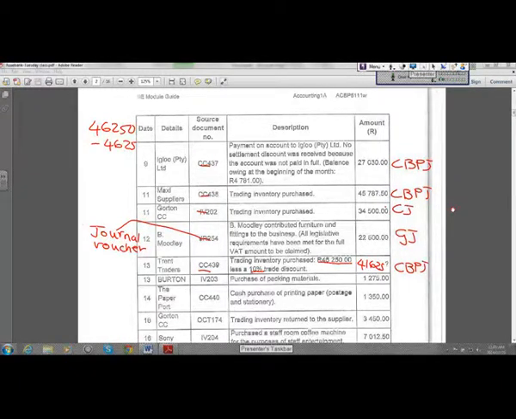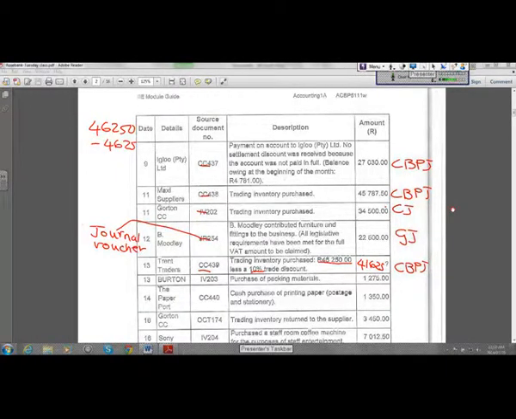May I go back to the one before, where Mr. Moodley contributed furniture and fittings? Contributed, yes. You gave it. Why is that not part of equity? It is actually part of equity. Why is it a transaction? Because by contributing furniture to the business, he is basically transacting with the business.